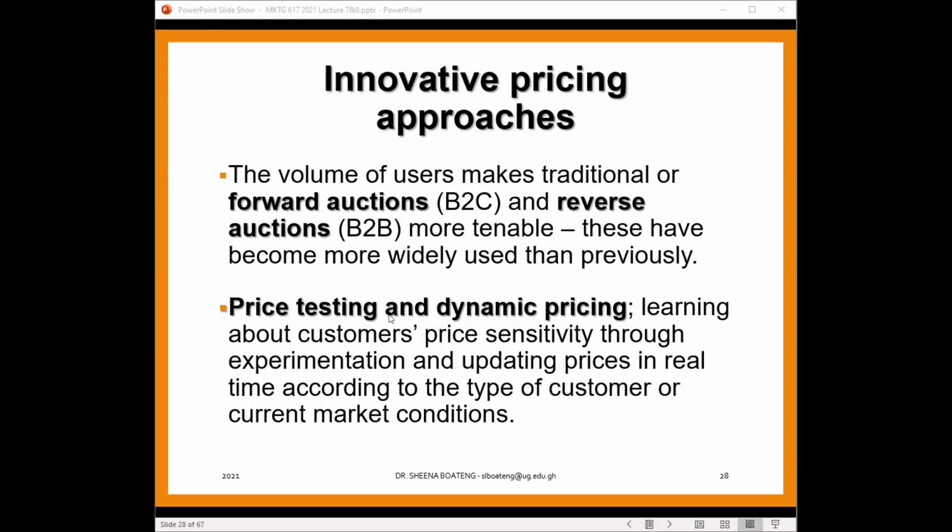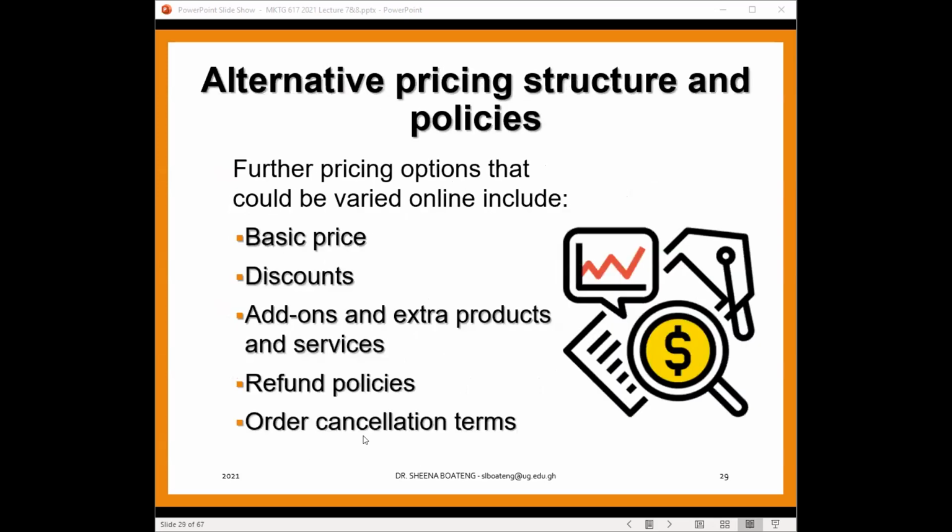And this is directly in relation to dynamic pricing, where the price keeps changing depending on customer sensitivity to it. And this can be done in real time, depending on the types of customers that you are dealing with and the season that you are dealing with, among others. So that is it for innovative pricing approaches.